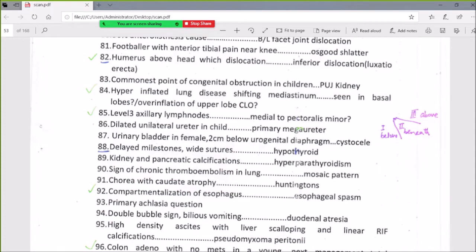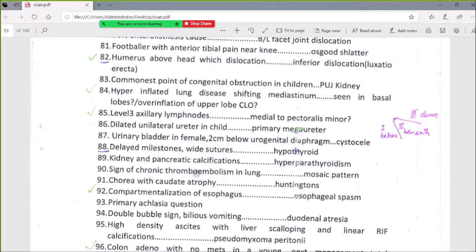86. Tailored unilateral ureter in child is primary megaureter. 87. Bladder in female 2 cm below urogenital diaphragm, diagnosis cystocele. 88. Delayed milestones, white shooters, diagnosis hypothyroidism. 89. Kidney and pancreatic calcification seen in hyperparathyroidism.